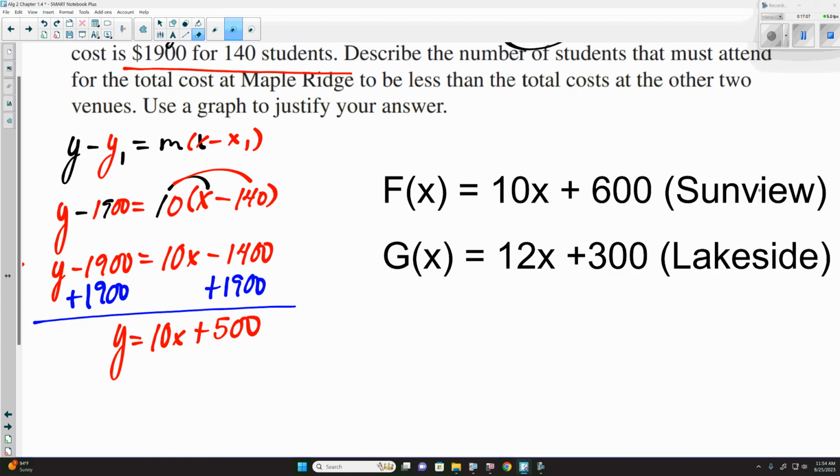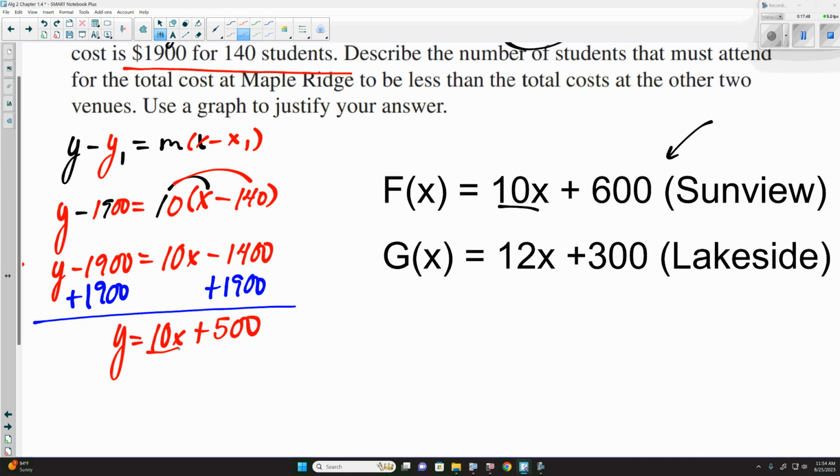One more time. So Maple Ridge's cost per student is $10 per student, but their initial cost is $500. The rental fee is $500. So out of these here, with Sunset View or Sunview, they charge the same per student, but Maple is cheaper for its rental fee. And it works out because the slopes are the same, they're both 10x, Maple Ridge will never be more expensive than Sunview because they're parallel lines.